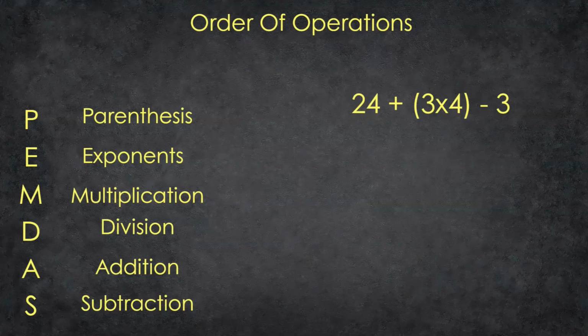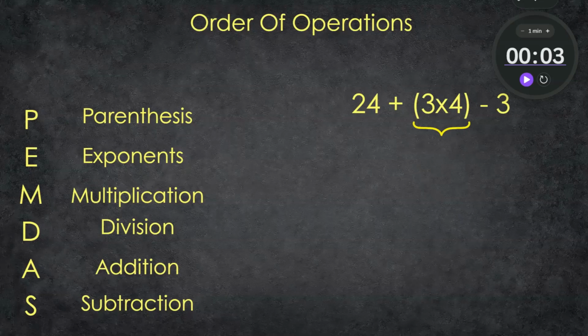So when we look at PEMDAS, we always want to do our parentheses first. Whatever is inside those, we always want to do first. It doesn't matter if it's division, subtraction, addition, multiplication. Anything inside a parentheses, we are always going to do first. So I am going to do 3 times 4. 3 times 4 is 12.